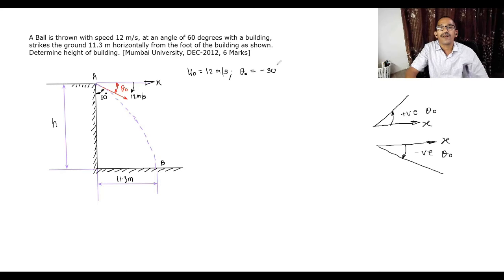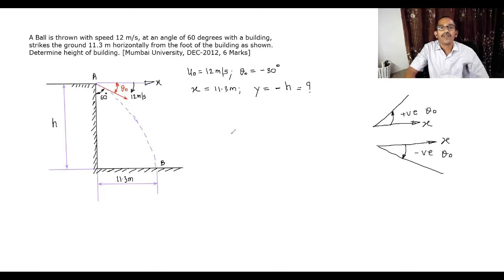minus 30 degrees. Next, the horizontal distance, right, where the ball strikes the ground from the wall. At what distance is this? So it is 11.3 meters. Now for y, what is important? If the final position is above the initial position, y is positive. If the final position is below the initial position, y is negative. Here the final position is below the initial position, that means y is negative. And this one is unknown, which is h meters, which you have to find out.